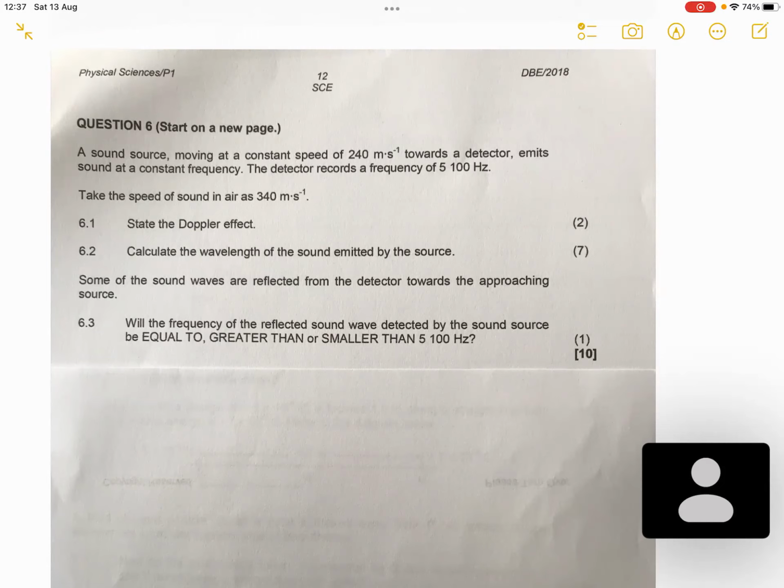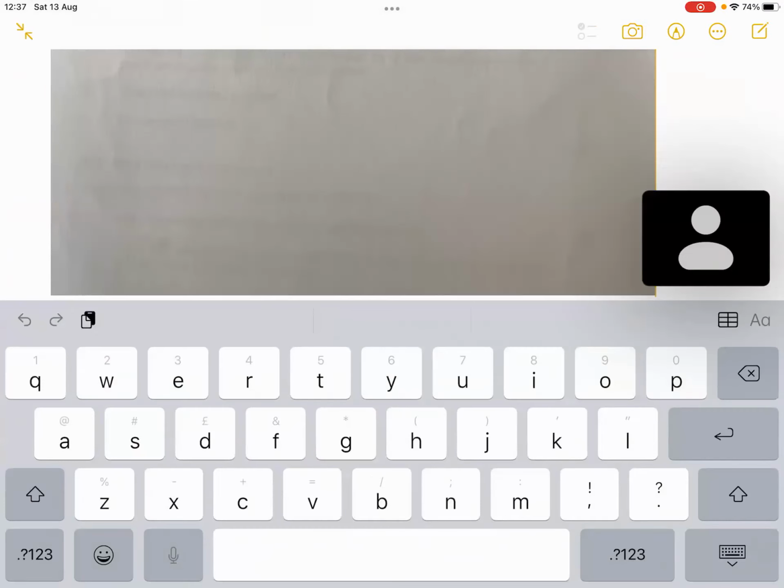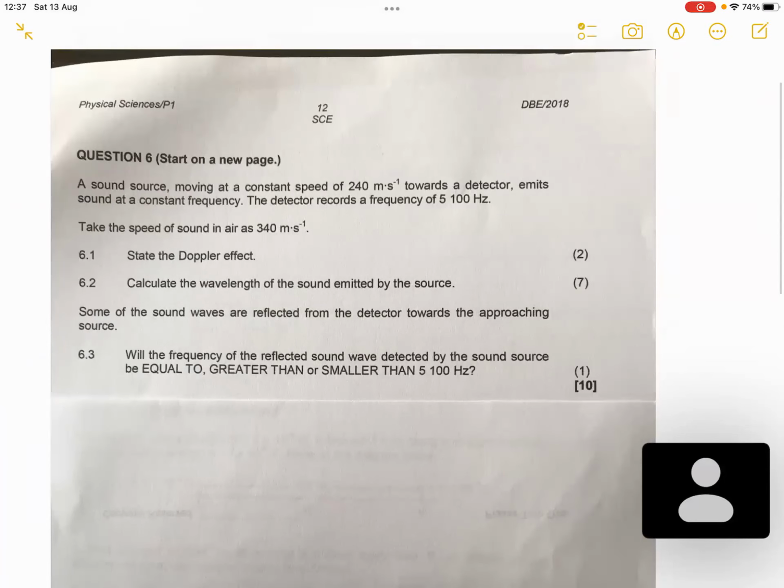So when we get these questions on the Doppler effect, I want you to read through the questions, always writing down what information is given to us. For example, a sound source moving at a constant speed of 240 meters per second. So we know that is VS, and you must just write it there as VS. And it's moving towards the detector. Then you know that if the source is moving towards the detector, it is going to record a much higher frequency. So while you're reading the question, you must make notes about all the things that we know. When we do the calculation, we must go back and check: is this correct? Does it make sense?